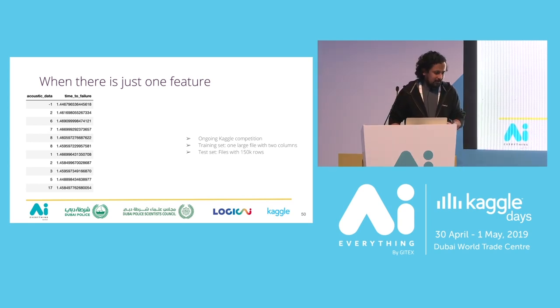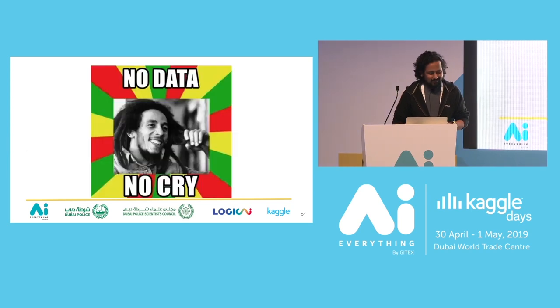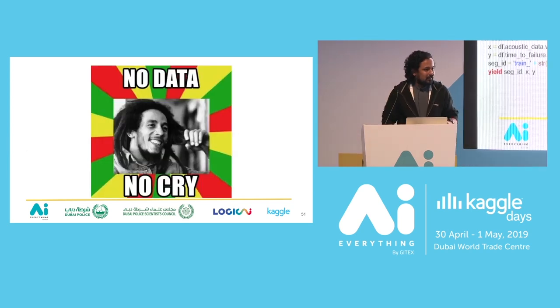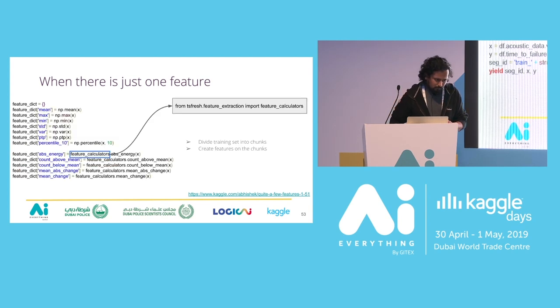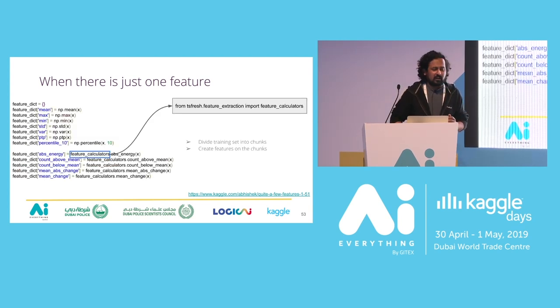But it's okay. No data, no cry. It would be nice, but if you want to, you can divide training data into chunks. Since the test files have 150,000 rows, I'm going to use chunks of 150,000 for training. For each chunk, I can create a generator that gives me the acoustic data and the last label, the last time to failure. Once I have that, I can create features on the chunks. I can just take mean, max, median, these kinds of things.